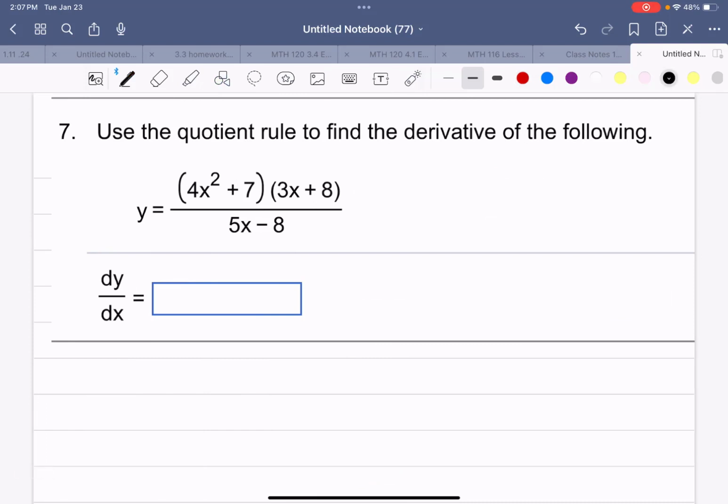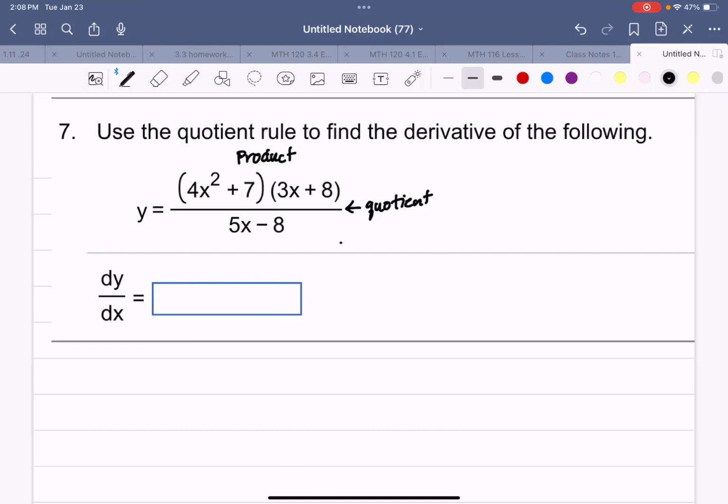Number 7, use the quotient rule to find the derivative of the following. y equals (4x squared plus 7) times (3x plus 8), all of that divided by 5x minus 8. So look, we have a product here, and we have a quotient because of this fraction bar. So we're going to have to use both the product and the quotient rule.